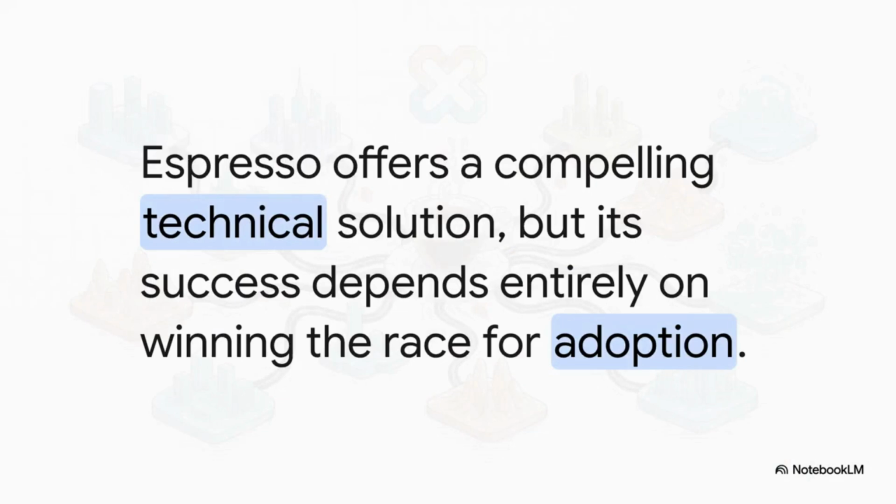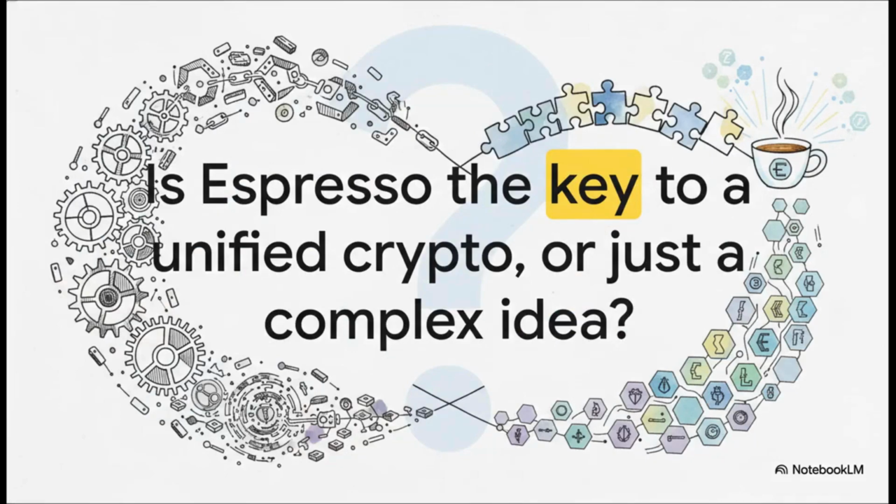Ultimately, it all just boils down to this. Espresso has built a really compelling, elegant technical solution for a very real and very painful problem in crypto. But elegant tech just isn't enough to win. In this space, everything comes down to one thing: winning the race for adoption. And so that leaves us with the final question. Is Espresso the key, the missing piece that's finally going to unlock a seamless, unified crypto ecosystem? Or is it a brilliant piece of engineering that might just be too complex, a solution looking for a problem that users are willing to adopt on a massive scale? We'll have to wait and see.